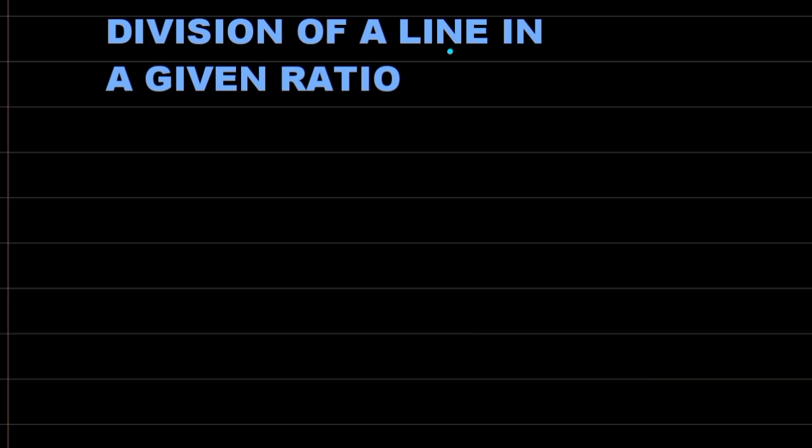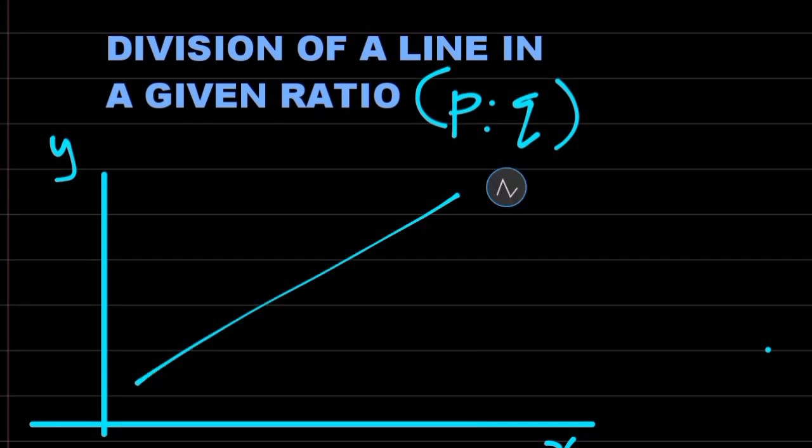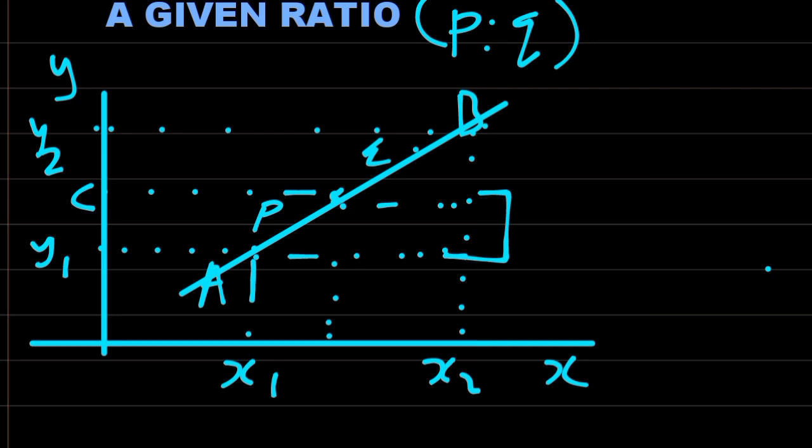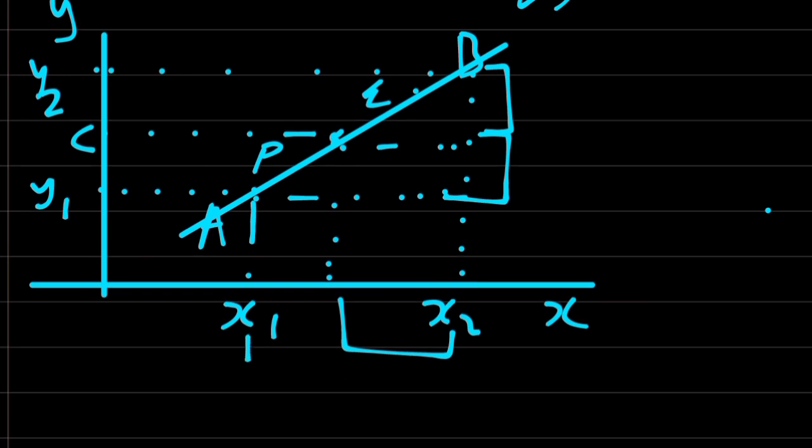The next topic we are going to be looking at is division of a line in a given ratio. Let's have a point here that is actually the point that is going to divide. Let's say this is my point A here, and this is my point B, and let here be my point C. That is going to divide this line into the ratio of P ratio Q. X here, and here will be my Y.